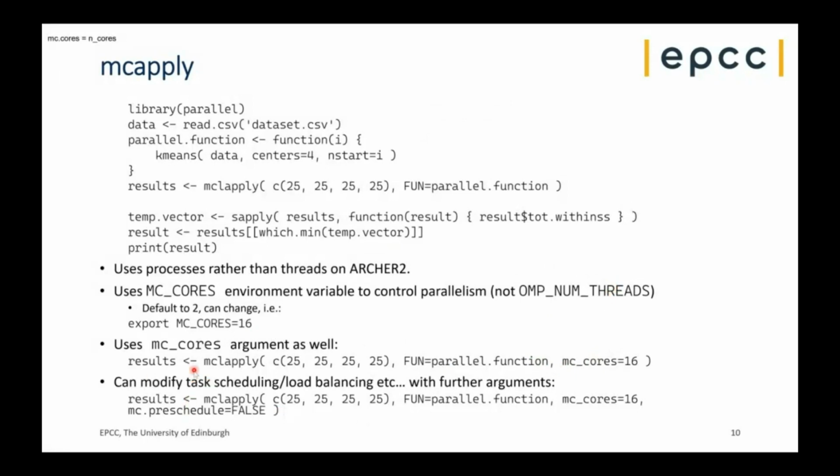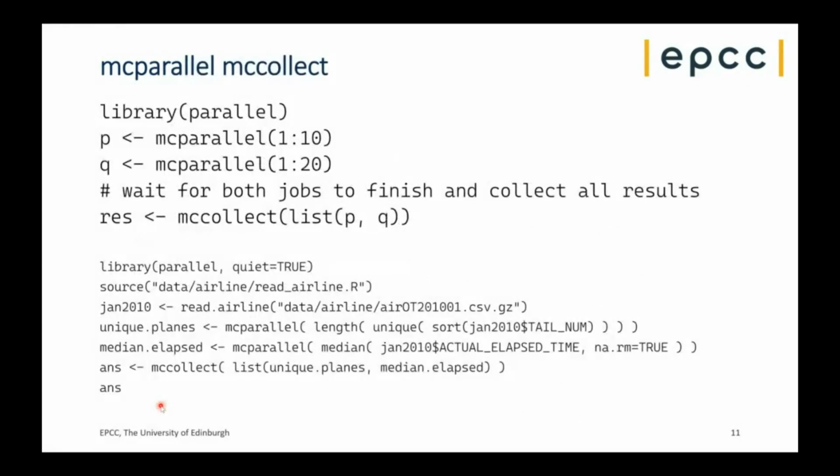And mclapply, so multi-core lapply, will take a number of different functions or arguments or parameters to specify how things are done. So things like, you don't have to run all the tasks at once. You can run them in an iterative fashion and load balance across the workers we're providing, those kind of things. So it's quite functional like that.